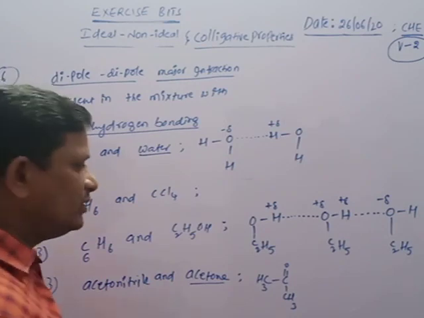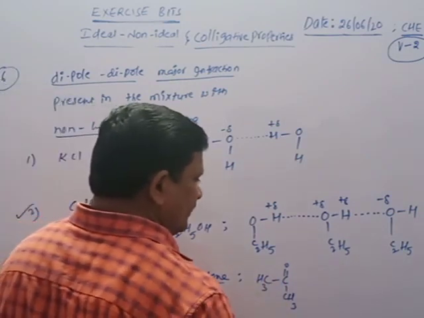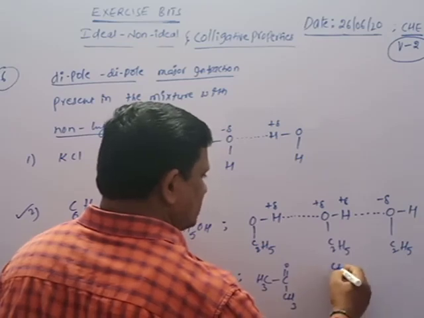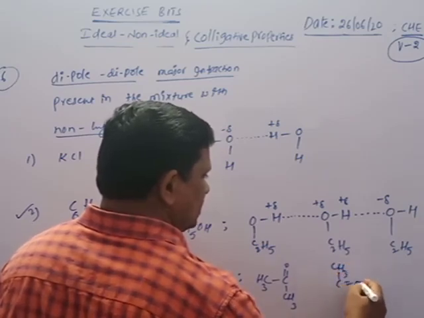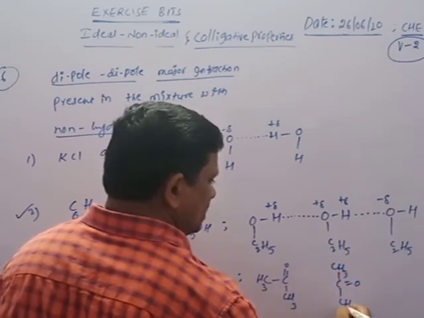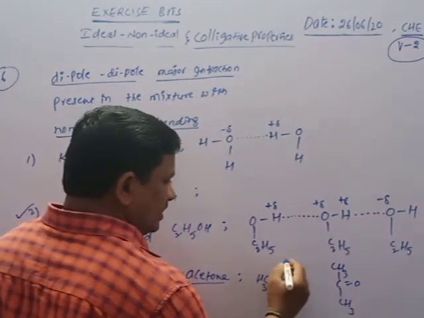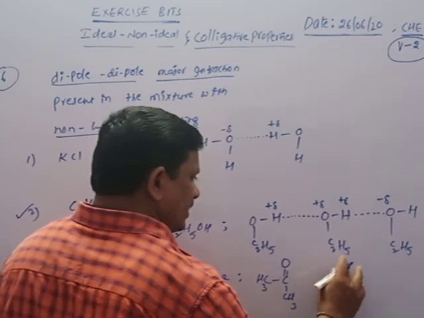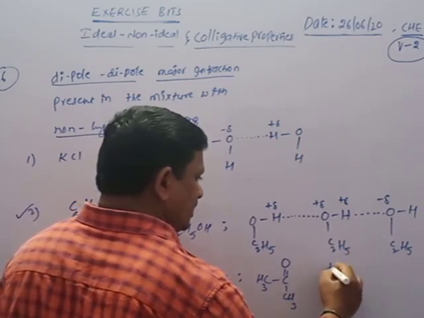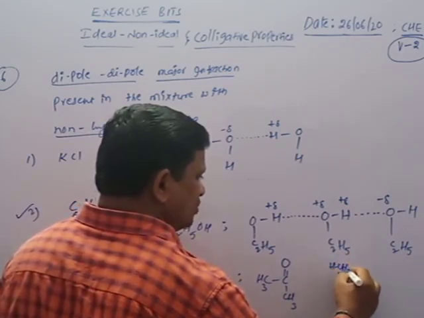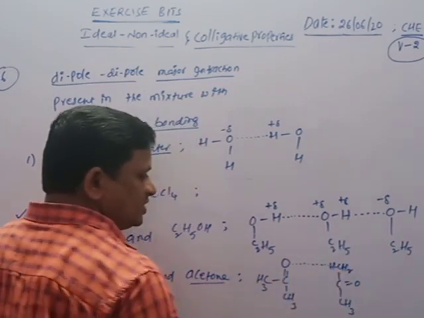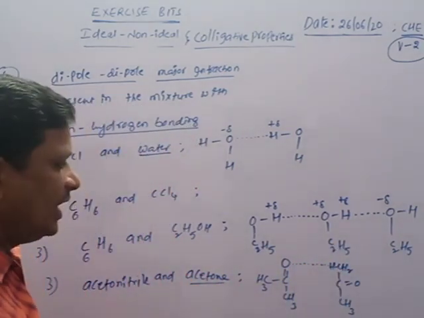In these also hydrogen bonds are present. Then another one is CH3, C double bond O, CH3 simply, or for convenience it can be written as HCH2. So hydrogen bond is established between oxygen and hydrogen.